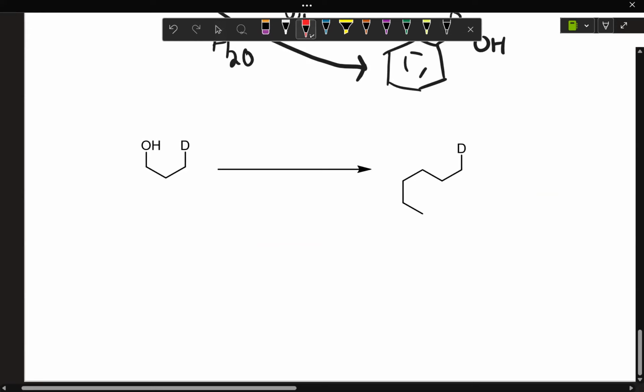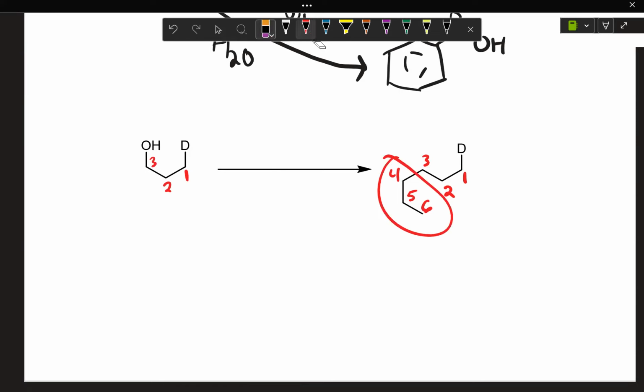Now we have to go from this alcohol to an alkane. So I gave you the deuterium just so we can number. So we know that carbons 1, 2, and 3 are going to remain, and we have to add on carbons 4, 5, and 6. So we have to use a reaction. Because we're adding on carbons 4, 5, and 6, we know we're going to have to use a carbon-carbon bond making reaction. So we're going to have to make carbon-carbon bonds.